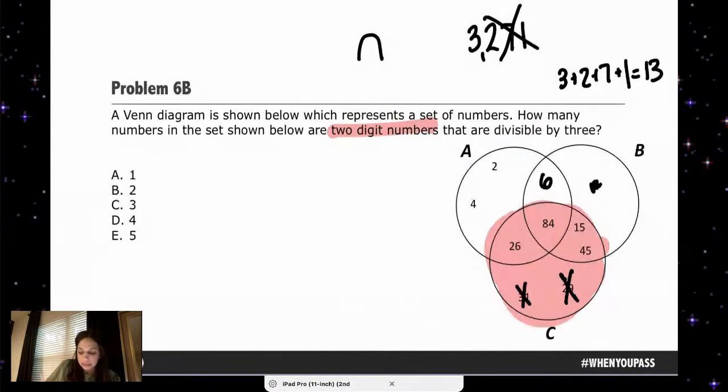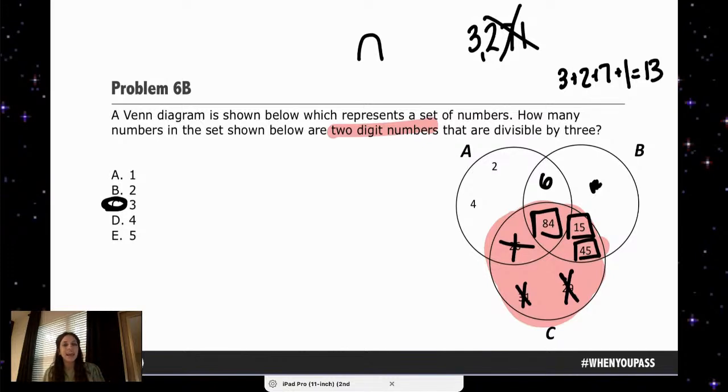So 26 is not divisible by 3. 45. 4 plus 5 is 9. 9 is divisible by 3. 15 is divisible by 3. 84 is divisible by 3. How many numbers are two-digit numbers that are divisible by 3? 3 of them. Don't forget the 84.